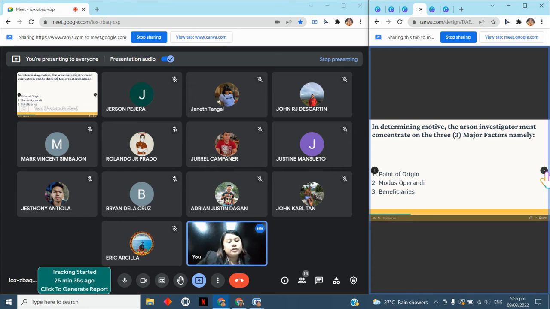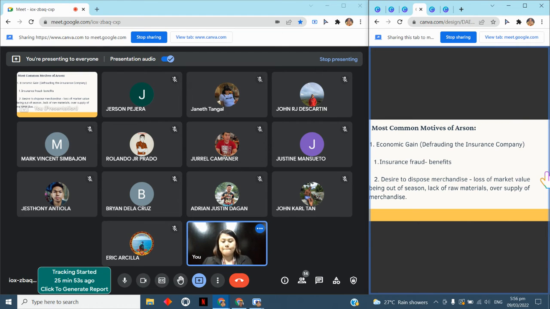And we also have here, in determining motive, three major factors that the arson investigator must focus on. Where is the point of origin, where the fire started? We also have the modus operandi. We also have the beneficiaries. Okay?